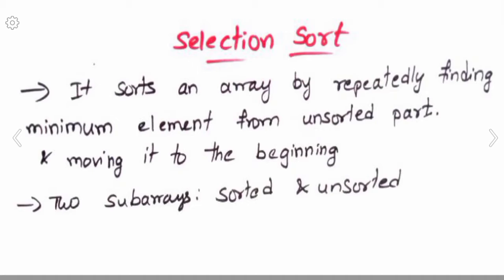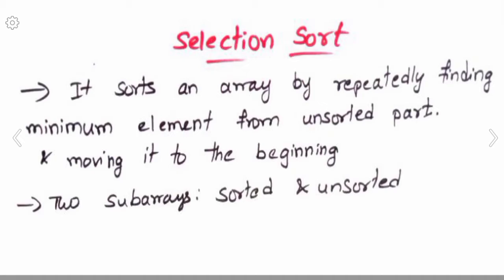In this video we are going to learn about the selection sort in the sorting techniques of data structure. So selection sort is going to sort an array by repeatedly finding the minimum element from the unsorted part. So here we are going to select the minimum element from the unsorted array, and we are going to compare it with the first element in the array.